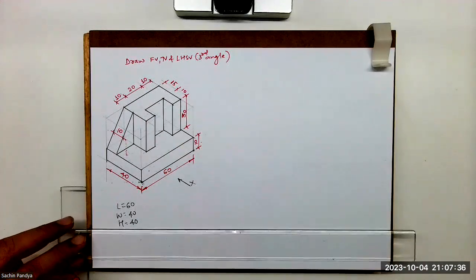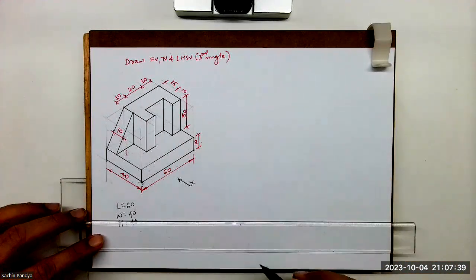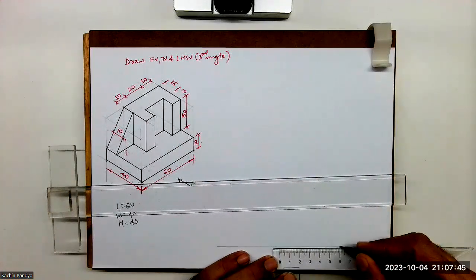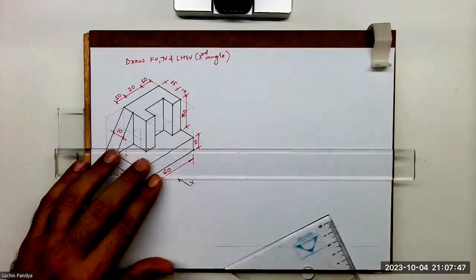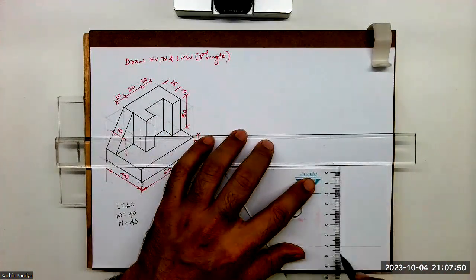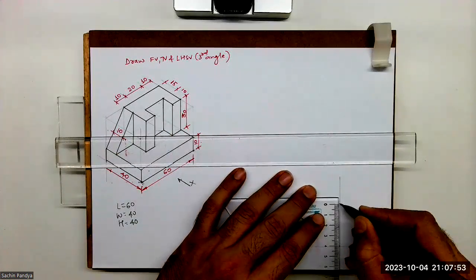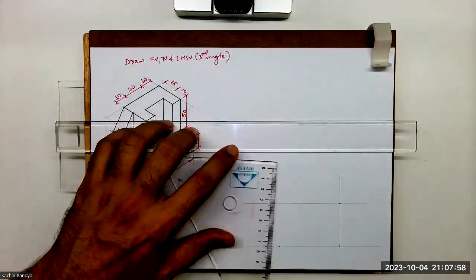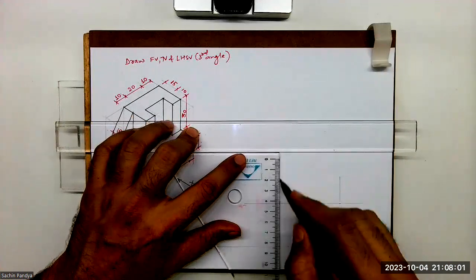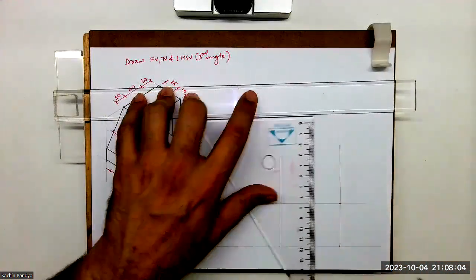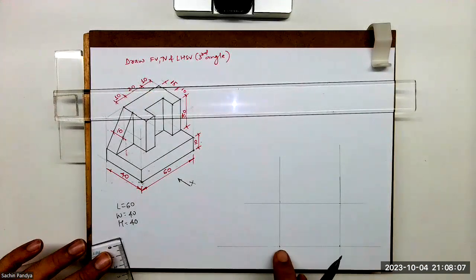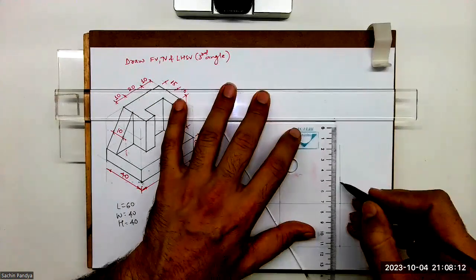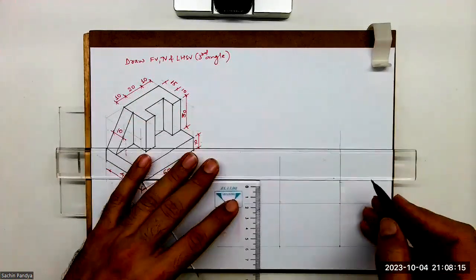So now we need to draw it in third angle. So in third angle, front view comes down. So what I will do, I will just draw one horizontal line. Length is 60, so I will take 60. Height is 40. After drawing this box for front view, that is 60 by 40, I will leave 20. And again, I will take width, which is 40.